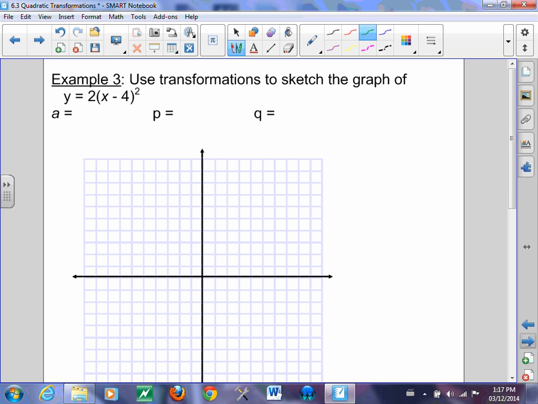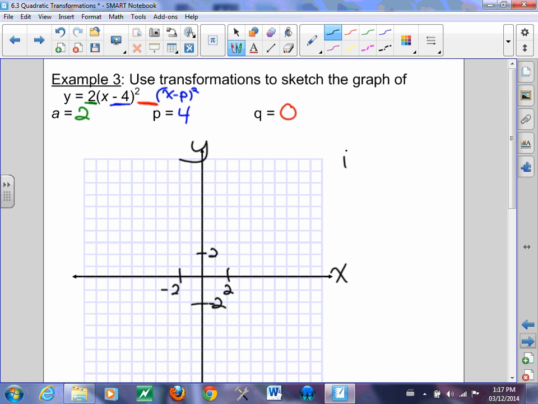Okay, so A is what's out front, so A equals 2. P, ladies and gentlemen, is what's in the brackets, the opposite of what you see, because it's x minus p, remember, in your equation. So P in this case is 4. And Q, ladies and gentlemen, what's the number at the end? Well, hey, it doesn't exist. That means it's got to be 0. All right, so now we're going to do the exact same order, ladies and gentlemen, but let's set up our graph first. In order to do these, you're going to need the same colors that you had in the last example.